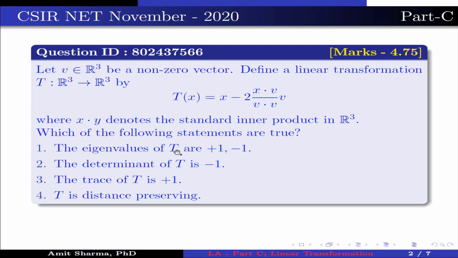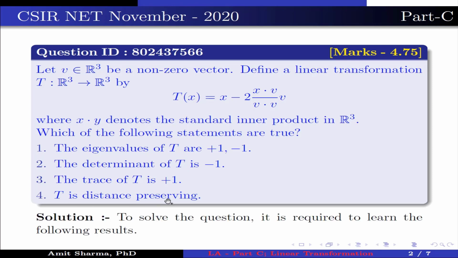Option 1. The eigenvalues of T are plus 1 and minus 1. Option 2. The determinant of T is minus 1. Option 3. The trace of T is plus 1. Option 4. T is distance preserving. To solve the question, it is required to learn the following results.